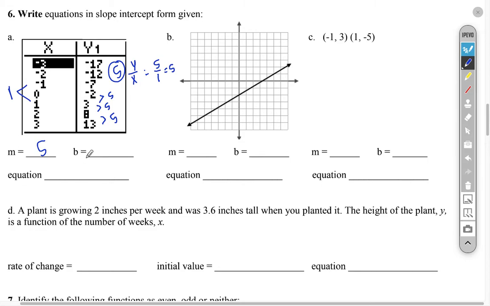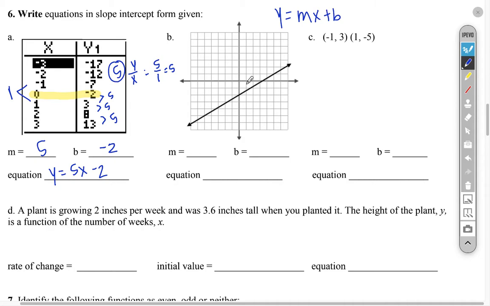And then b is our y-intercept. And remember, we can find our y-intercept by looking at a table and looking for our x value of 0. So we have an x value of 0 here. So that means our b is going to be negative 2. Right? B is the y value of the y-intercept. So if it asks for the y-intercept, we would need the ordered pair. But it's just asking for b, which is our y value of the y-intercept. And now we can write our equation. Hopefully you guys have this engraved in your brain. Y equals mx plus b. So we just plug it in. Y equals 5x minus 2.